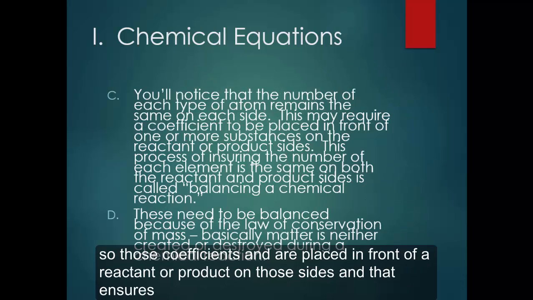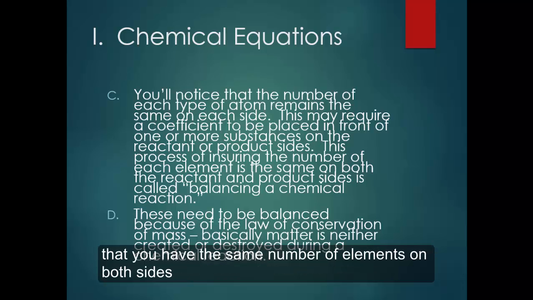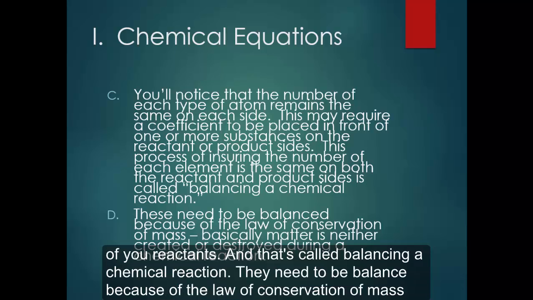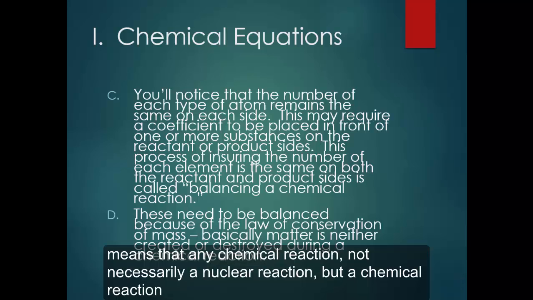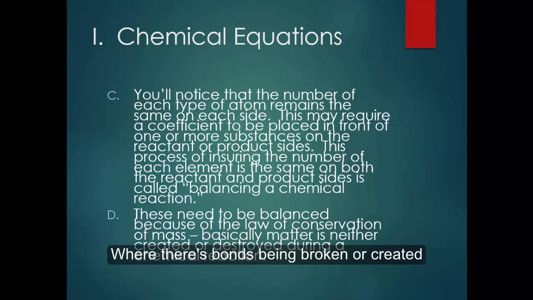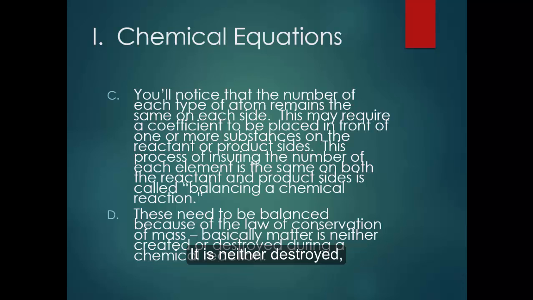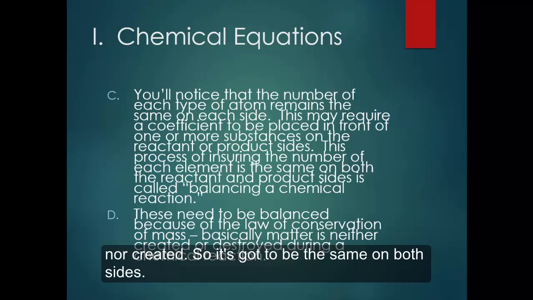Those coefficients are placed in front of a reactant or product on those sides, and that ensures that you have the same number of elements on both sides of your reaction, and that's called balancing a chemical reaction. They need to be balanced because of the law of conservation of mass, which means that in a chemical reaction, not necessarily a nuclear reaction, but a chemical reaction where bonds are being broken or created, mass is conserved. It is neither destroyed nor created, so it's got to be the same on both sides.